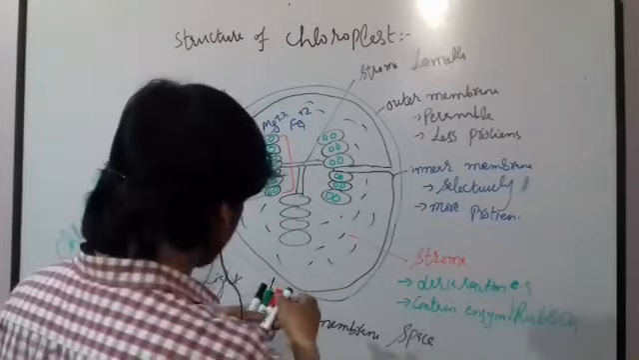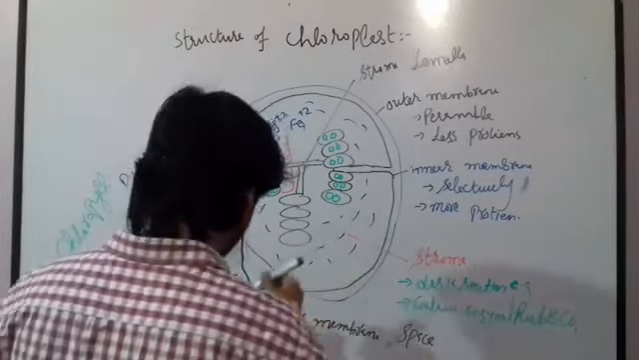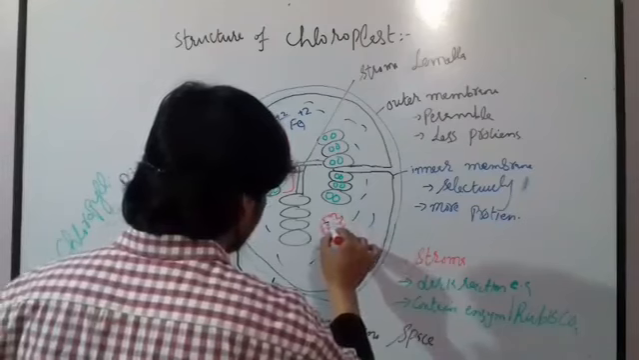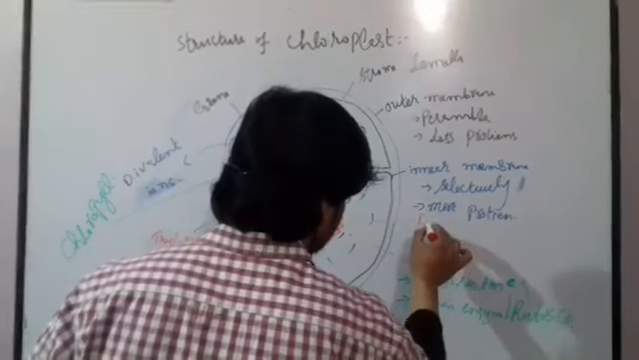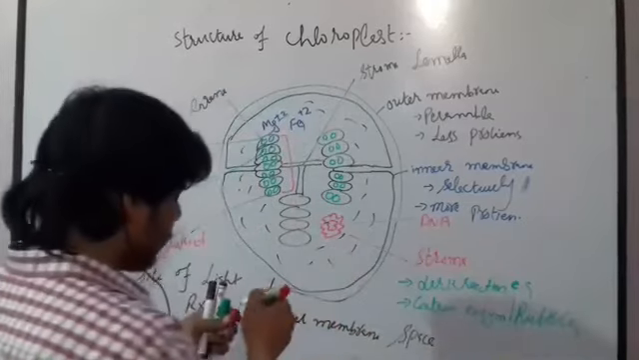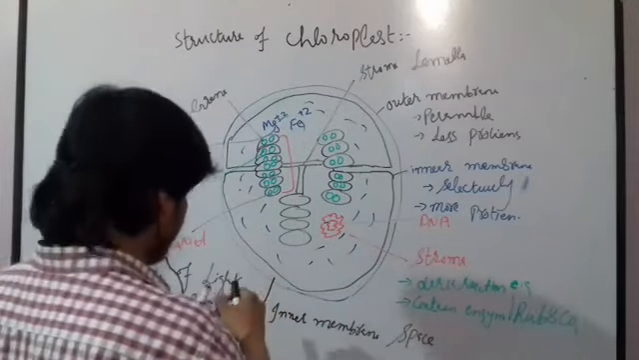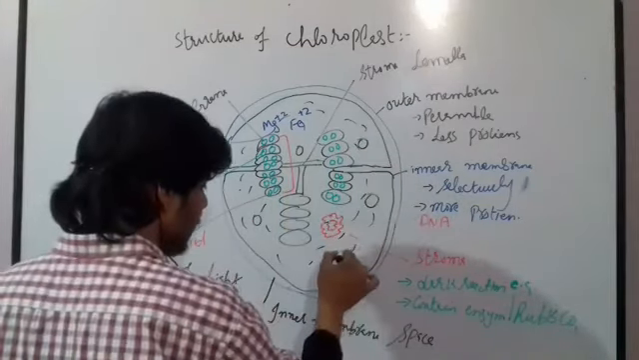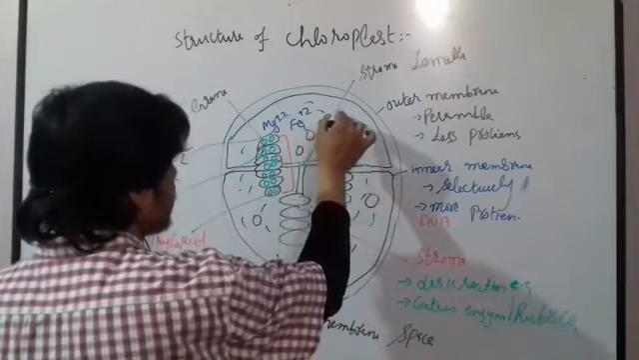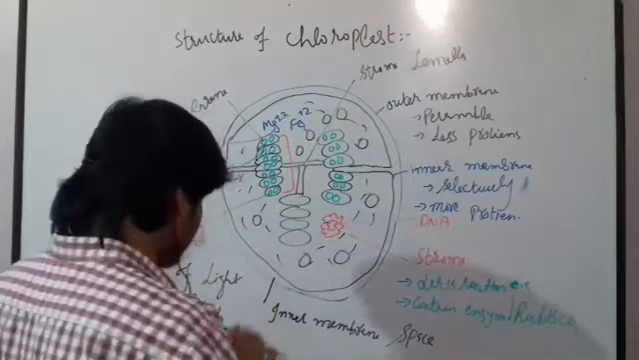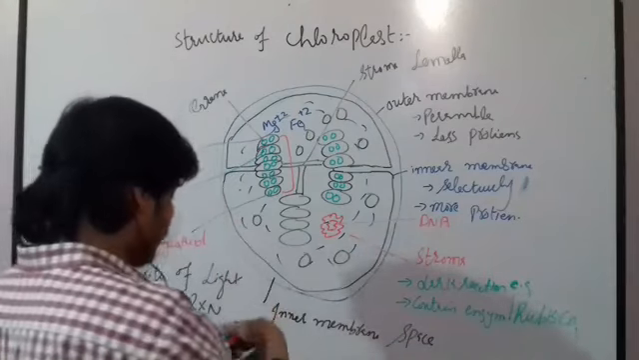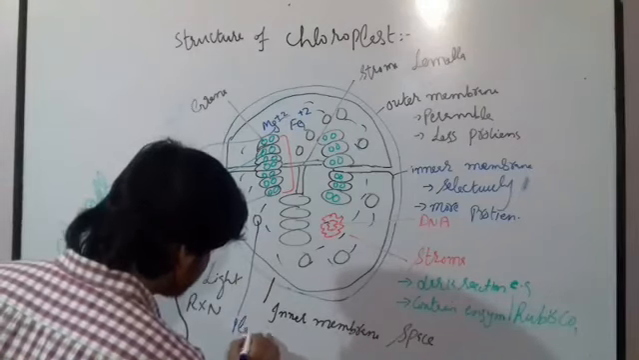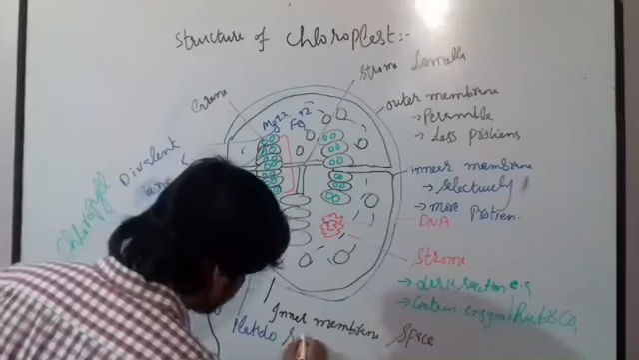Moreover, they also contain their own DNA, which is in circular form. So this will be the DNA of the chloroplast. They also contain ribosomes, which are 70S. These ribosomes are actually responsible for protein synthesis, so they form the proteins for the chloroplast as well. These ribosomes are usually called plastidoribosomes.